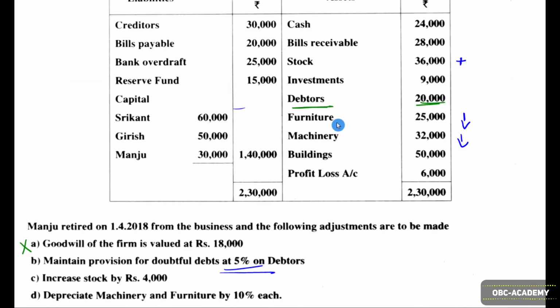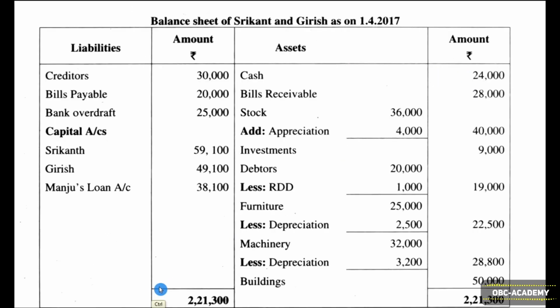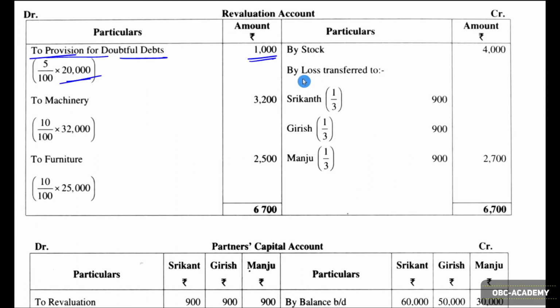Next, it's increase stock by 4,000. The value of the stock has been increased. That is a good sign for the company, so we'll record it on the credit side. Stock, the value is 36,000. We don't need that value because they've directly given the amount of 4,000 rupees. So just write by stock 4,000 rupees. No need to worry there.